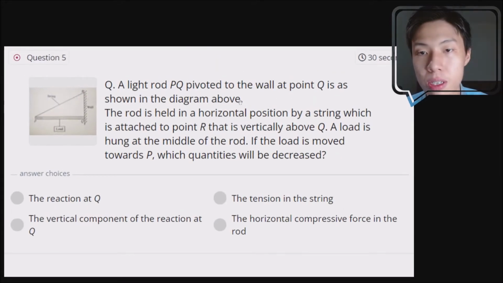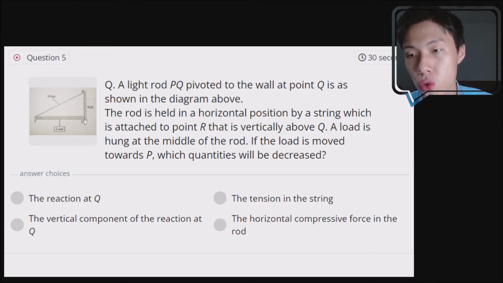A light rod PQ is pivoted to the wall at point Q. So you have a light rod, which is a massless rod. If you see light rod in physics, it means massless. Okay, so it's pivoted to the wall at point Q. So here you should expect there's a pivot or a hinge. And it's as shown in the diagram above.